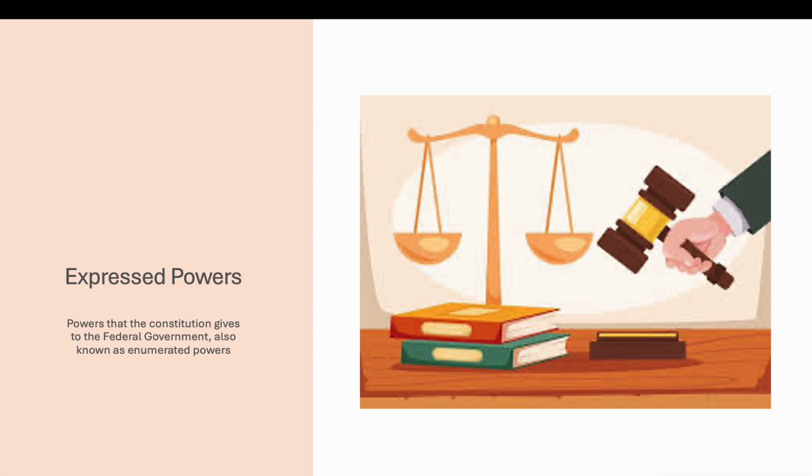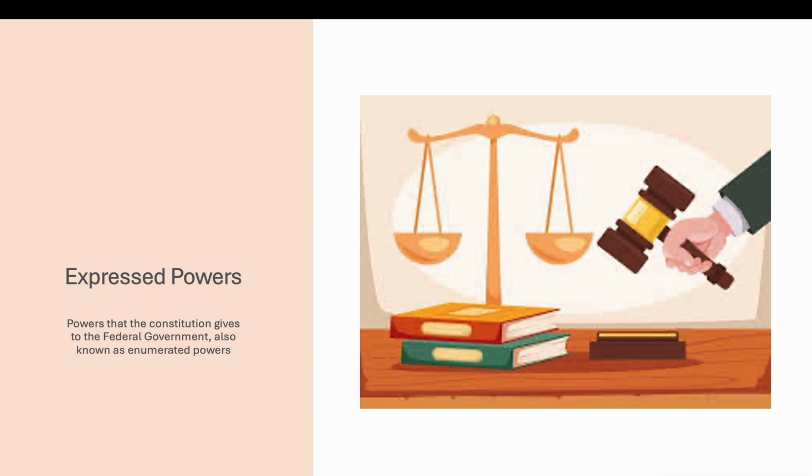Expressed powers. Powers that the Constitution gives to the federal government, also known as enumerated powers. So these are powers specifically listed in the Constitution for the federal government. For example, levy taxes, regulate trade, declare war, coin money, and all of this is found mainly in Article 1, Section 8 of the Constitution.